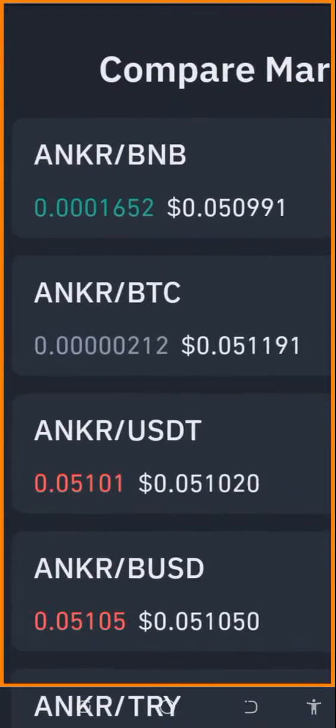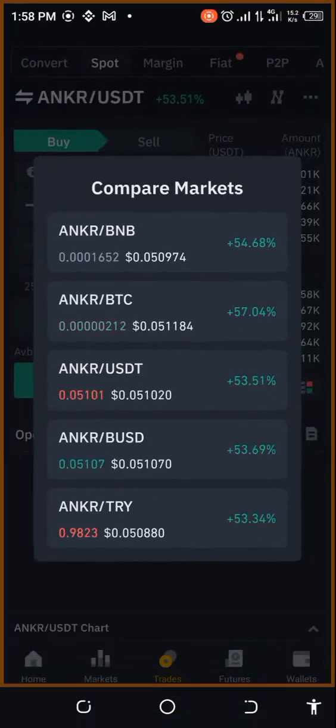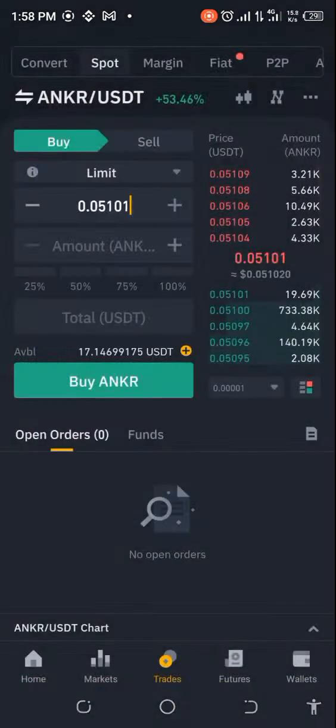So what I'm trying to do is get this ANKR on the USDT market for 0.0509, and I'm going to sell it to the BTC market for 0.0511, because as you can see, it's just flipping and flopping. So we can actually do that. Let's go to the USDT market first and foremost, and let's see what we have there. We have 0.0510. I'm going to take that down to 0.0509.